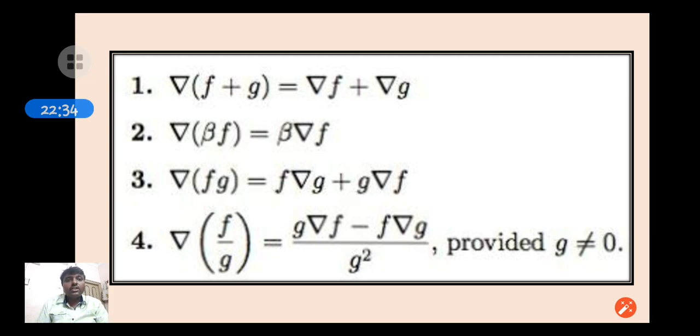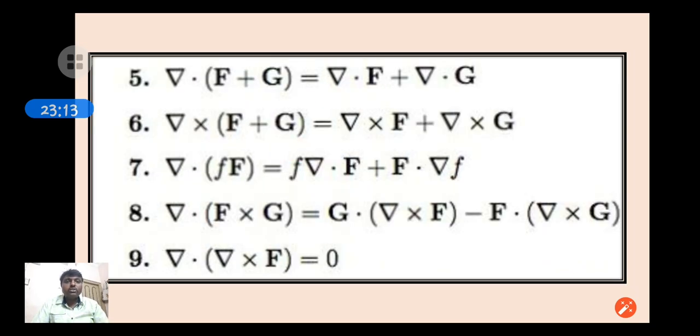In the same way, we can discuss some more results. Already in the first and second lectures I discussed these things. The first four were discussed in the first lecture. The del operator is applied on two scalar point functions f and g. So del of f plus g is equal to del f plus del g. Similarly, for a constant beta, del of beta f is equal to beta into del f, and del of fg looks like the formula for uv. Del of fg is equal to f into del g plus g into del f, and del of f by g is like this only.